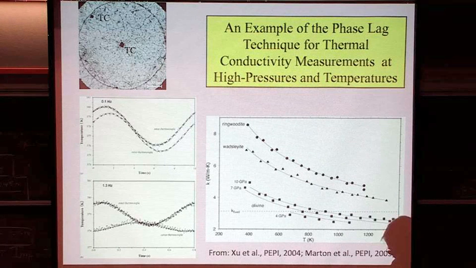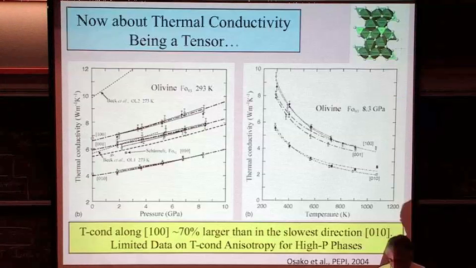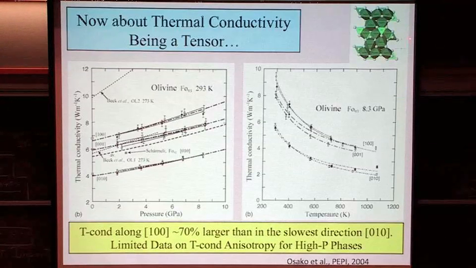Okay. Now, going back to the question earlier about thermal conductivity being a tensor. There actually has not been an enormous amount of work done on thermal conductivity of single crystals. But there has been some. And this little inset is to remind you of the olivine structure. The 100 direction is in this direction right here. That's the seismically fast direction, the thing that produces anisotropy of the suboceanic lithosphere.